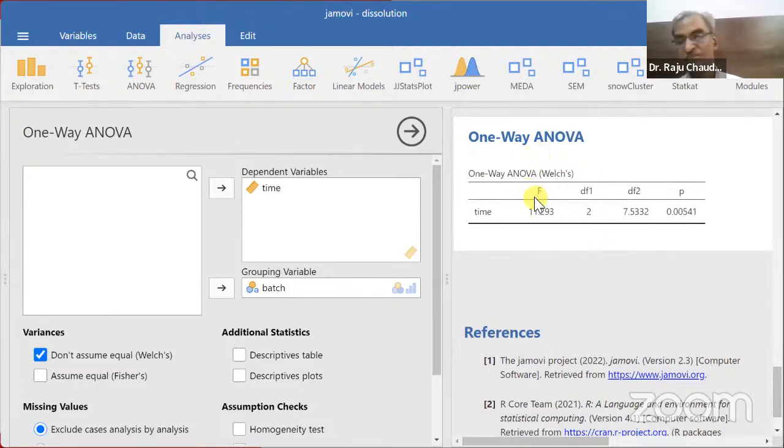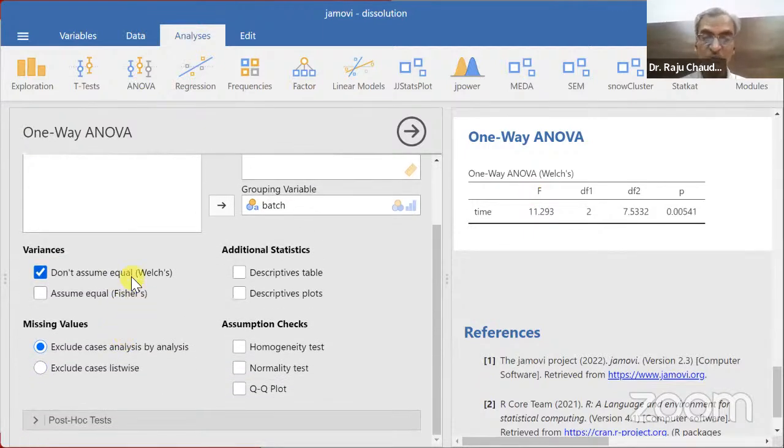By default, remember, again, this is very, very important. By default, Jamovi gives you a Welch analysis of variance. So there are two ANOVA techniques. One is Welch analysis of variance. Another is Fisher's analysis of variance. Now, what is the difference? The difference depends upon the validity of the assumptions, right?